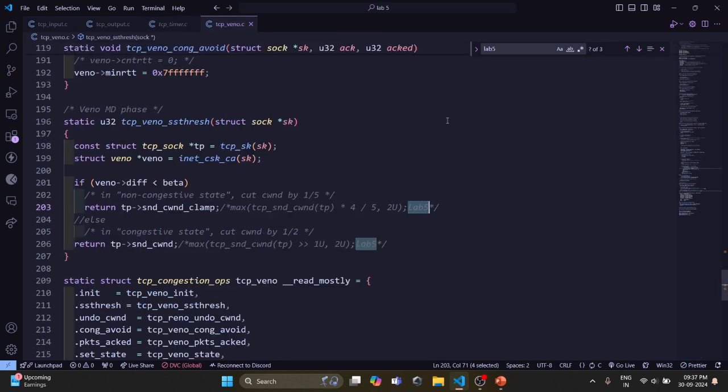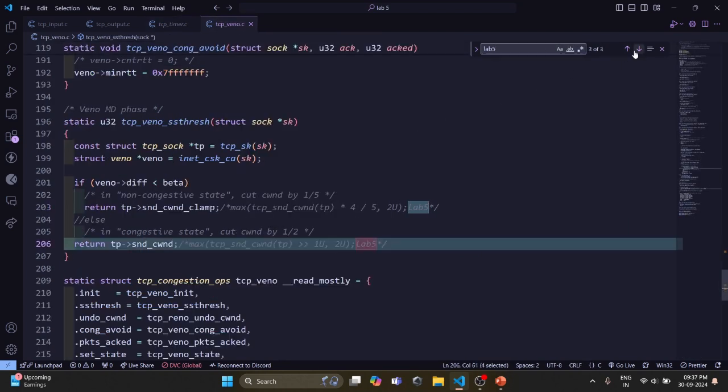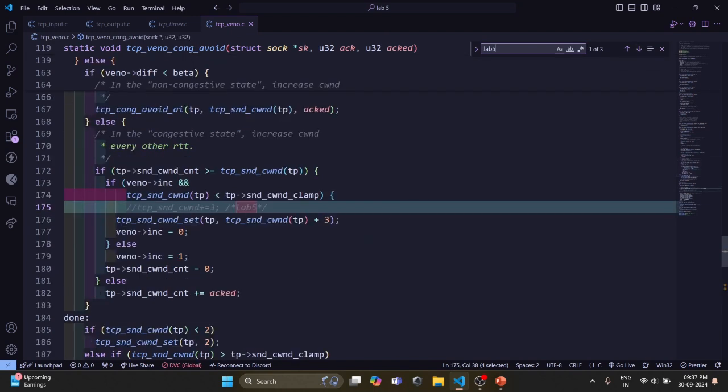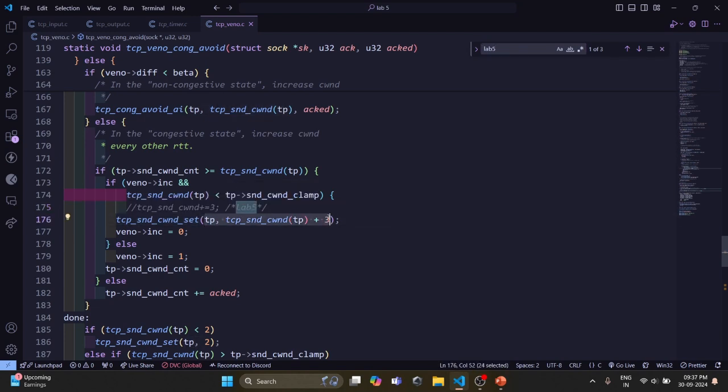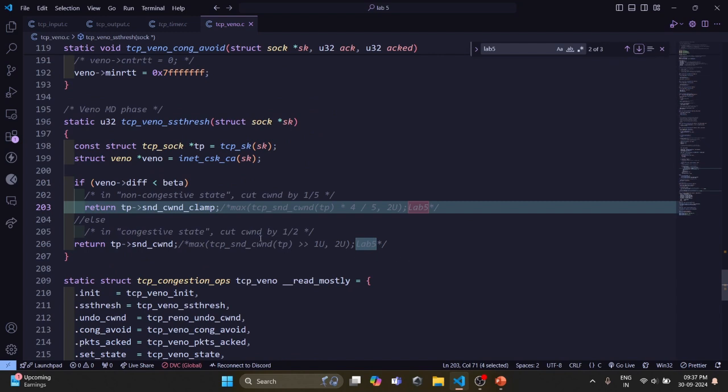Then coming to Vino. So this is the first change which we did: instead of just adding it by 3, we will send both the values over there in the function. And in this, instead of getting the maximum value, we will just directly send the clamp value.